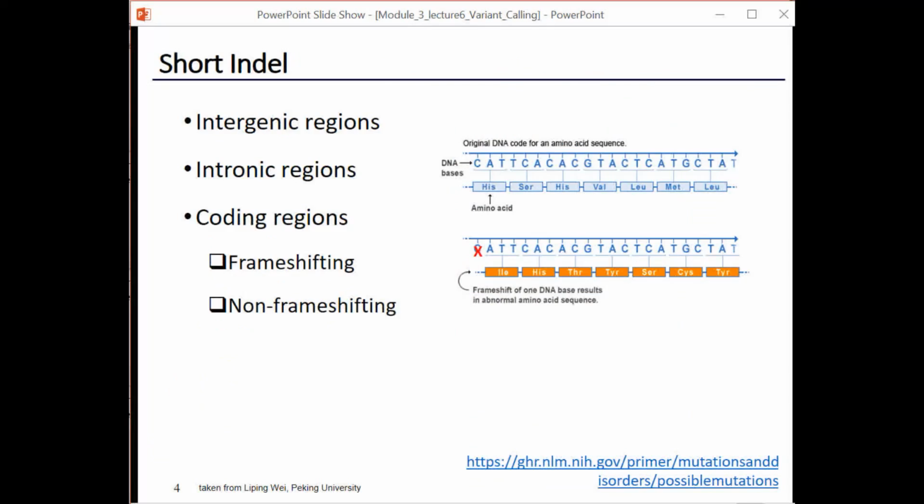A short insertion or deletion is called an indel. This may occur in the intergenic region, intronic region, or coding region. If it's in the coding region, it may cause 2 different consequences. One is causing a frame shift, the other is not. A frame shift is, for example, the deletion of this C nucleotide shifts the reading frame of the codon translated to protein by 1, and it will generate a totally different peptide. So not only will the protein sequence change, but it will often introduce a premature stop codon, so the protein will not be translated.